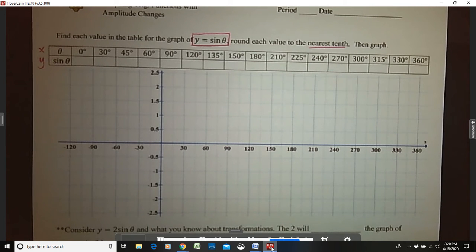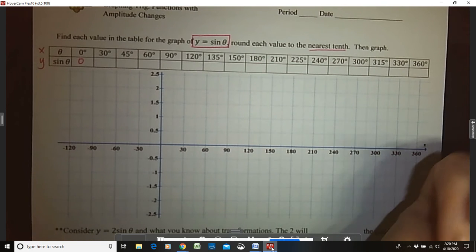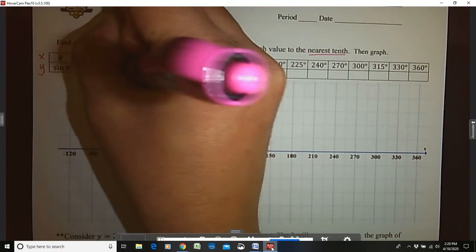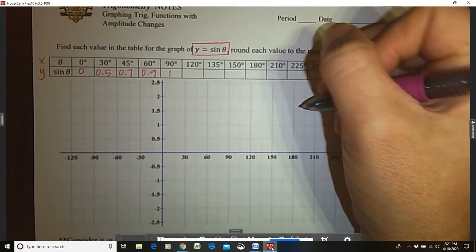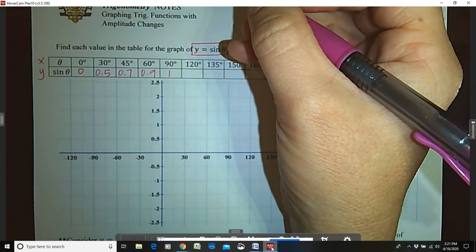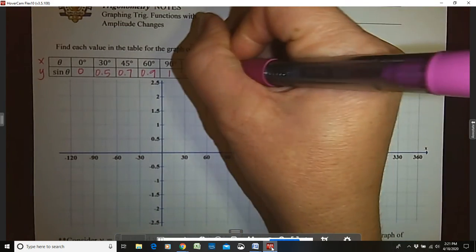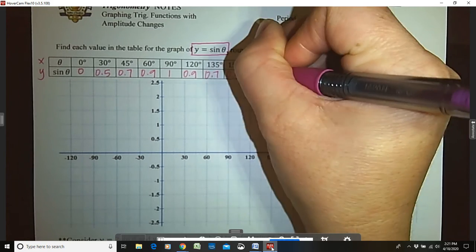So if I punch in sine of 0 degrees into a calculator, it is going to tell me that sine of 0 is 0. And sine of 30 is 0.5. Sine of 45 is 0.7. Sine of 60 is 0.9. And sine of 90 is 1. If I punch in sine of 120, it is going to tell me 0.9. So you can see there's a pattern here. Sine of 135 is 0.7, then 0.5, then 0.